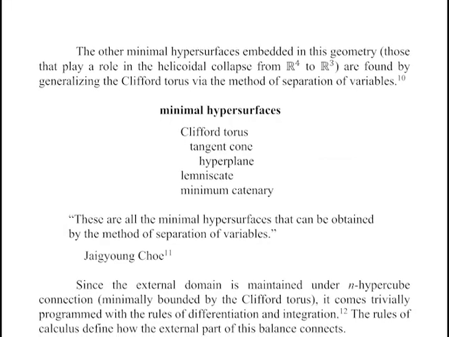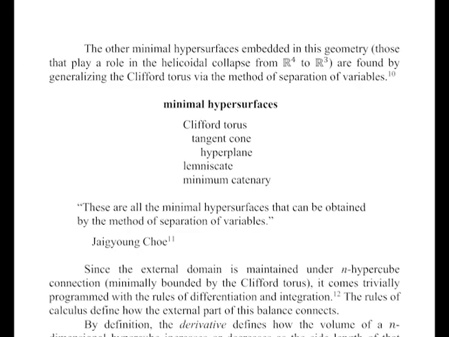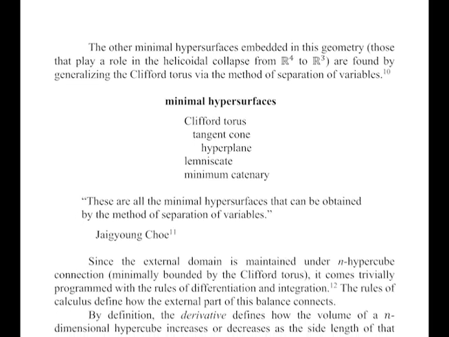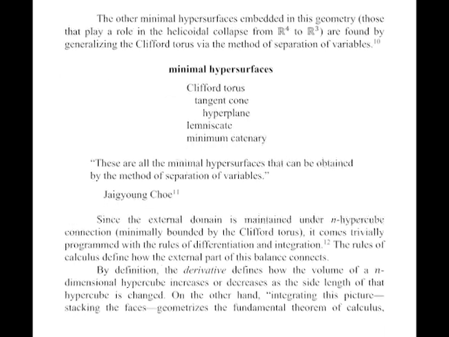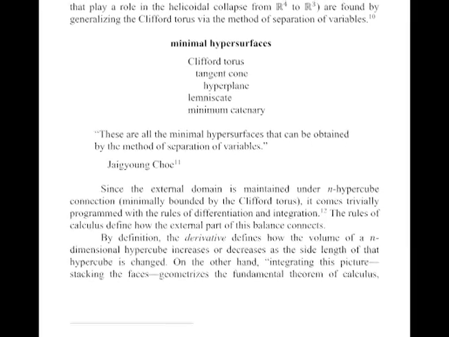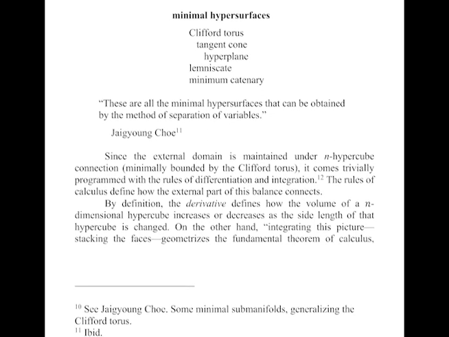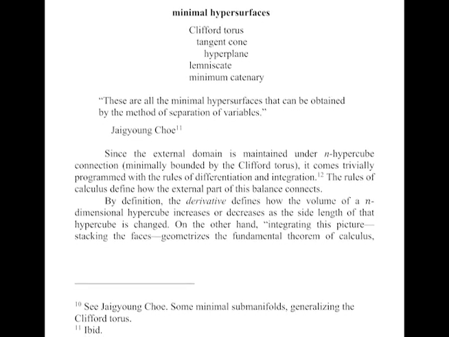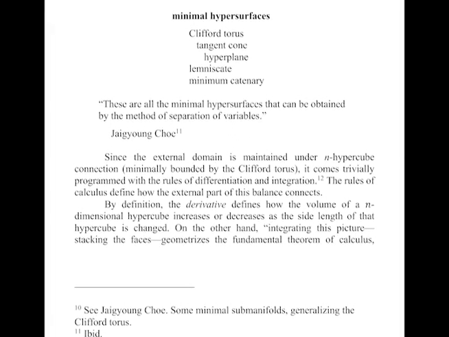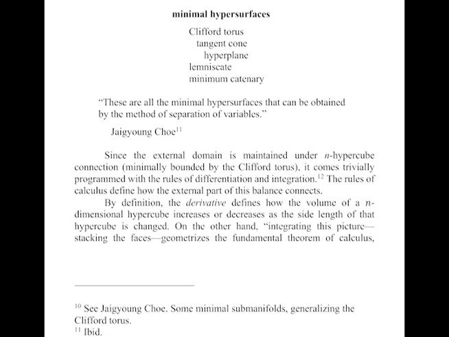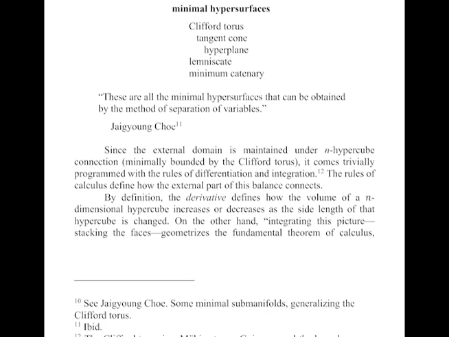The other minimal hypersurfaces embedded in this geometry, those that play a role in the helicoidal collapse from R4 to R3, are found by generalizing the Clifford torus via the method of separation of variables. And for this, I highly recommend watching Jae-Yung Zhao in his Some Minimal Submanifolds Generalizing the Clifford Torus video. The minimal hypersurfaces are the Clifford torus, its tangent cone, its hyperplane, the lemniscate, and the minimum catenary. These are all the minimal hypersurfaces that can be obtained by the method of separation of variables.